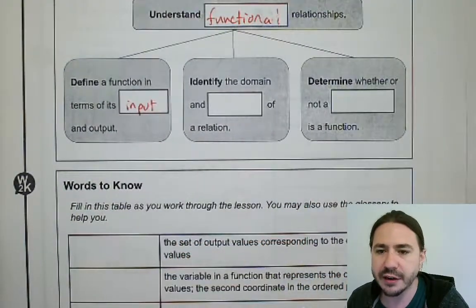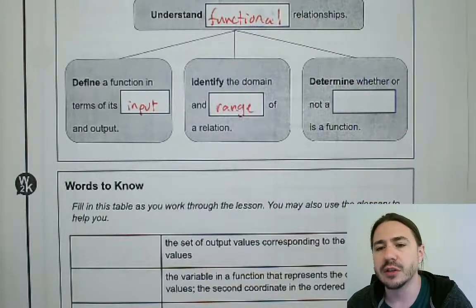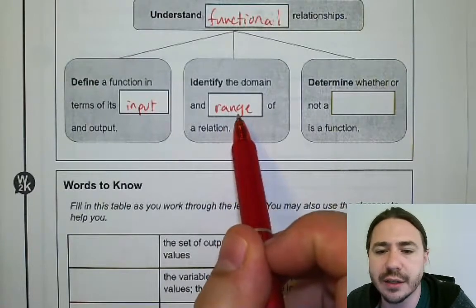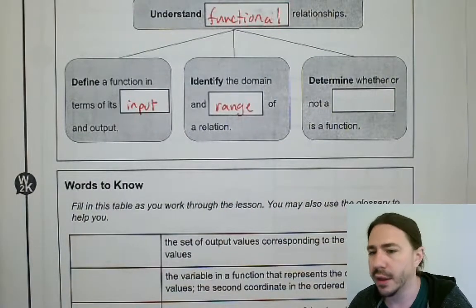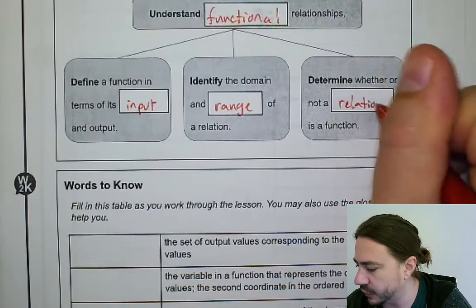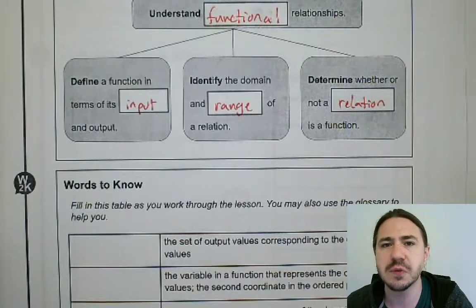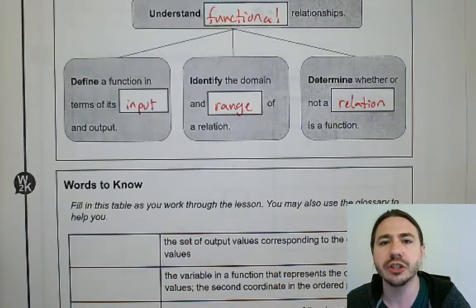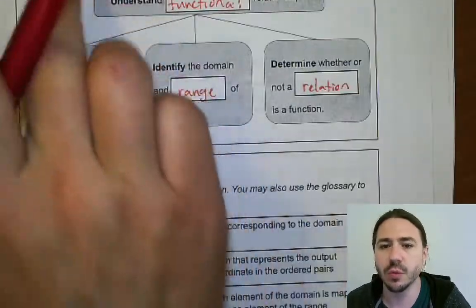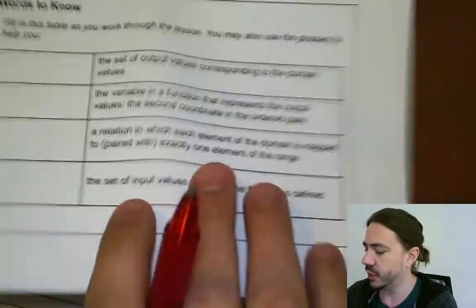We want to be able to identify both the domain and range of a relation. So we'll talk about that more later. We haven't really talked about domain and range yet, and so that's going to come up shortly. Finally, we want to determine whether or not a relation is a function. So a relation is just any relationship between two variables. A function is a specific kind of relation where each input has exactly one output. So let's go through some of these words that I'm using up here a little bit more in detail. We're going to define some of these.